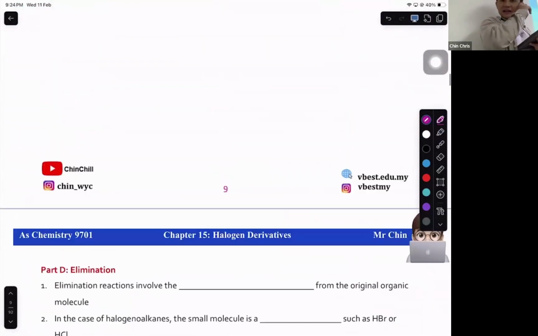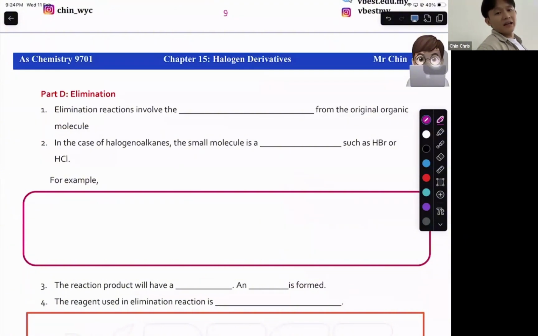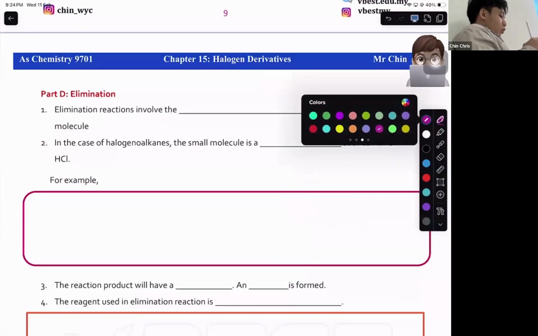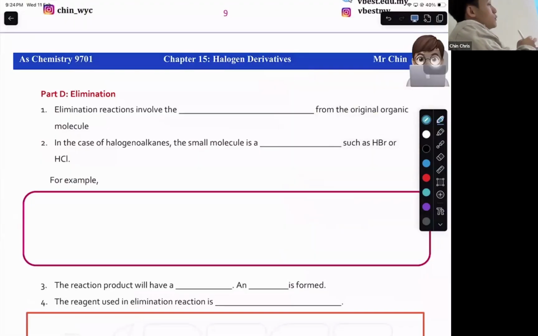Alright guys, now we have elimination. Let's look at the elimination reaction. So what is elimination? You are removing a small molecule. This involves the removal of a small molecule. In the case of a halogenoalkane, what we are removing is H and X, such as HBr or HCl. These are what we are removing.